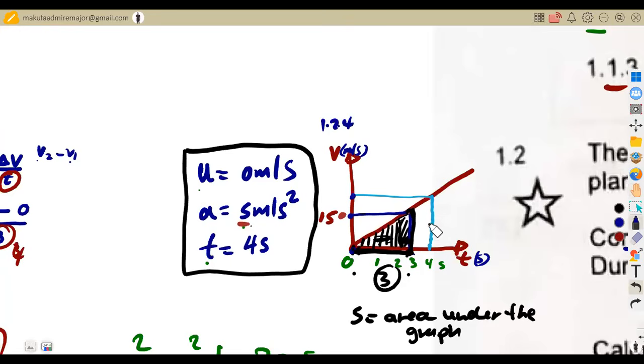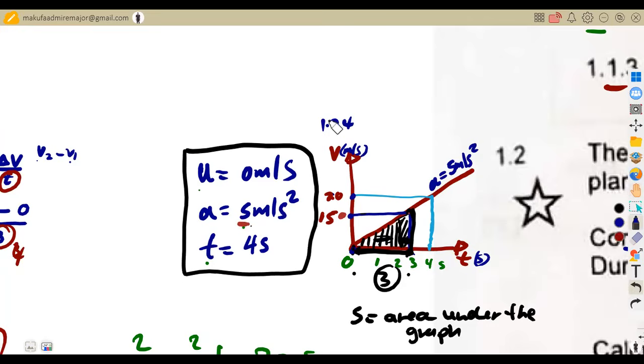So this 4 was supposed to correspond with the 20 on this side. All right, these were the most important points for you to show. This line here represents our acceleration, which is 5 meters per second squared. That was the whole idea.